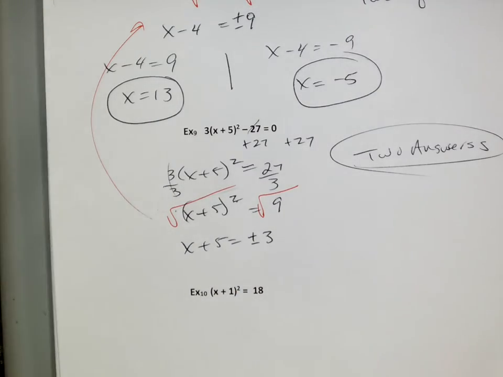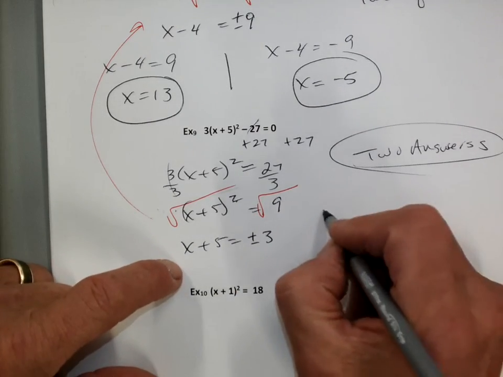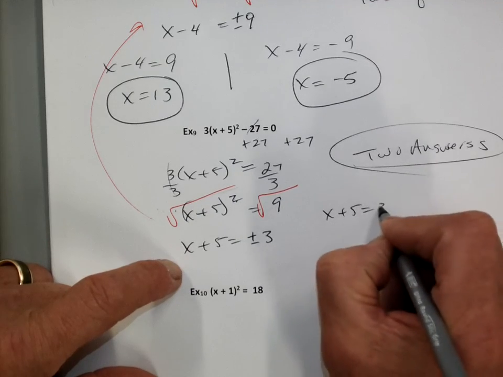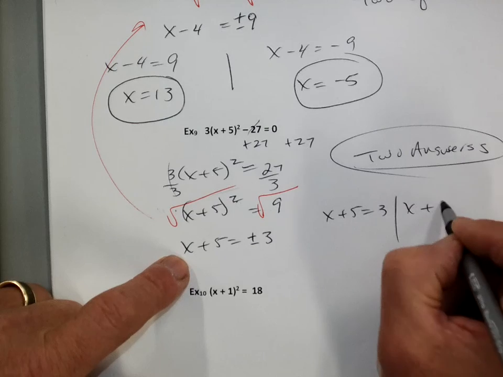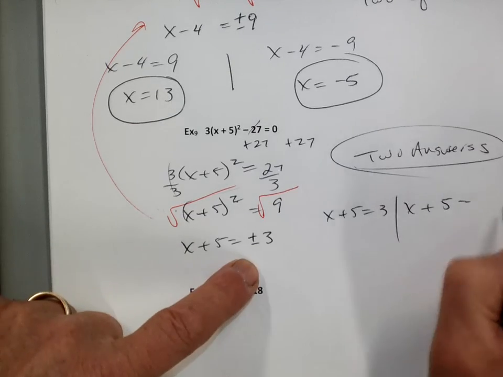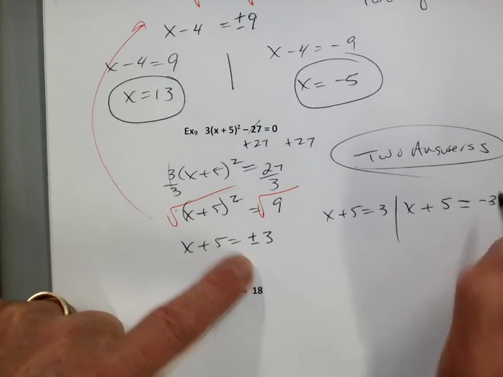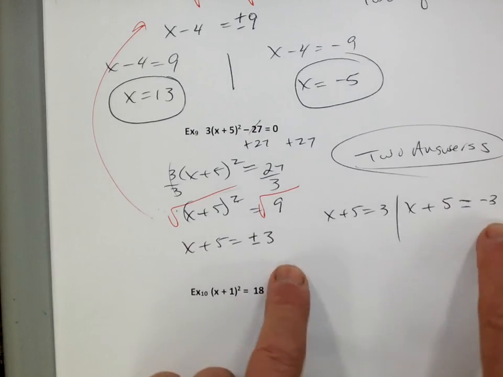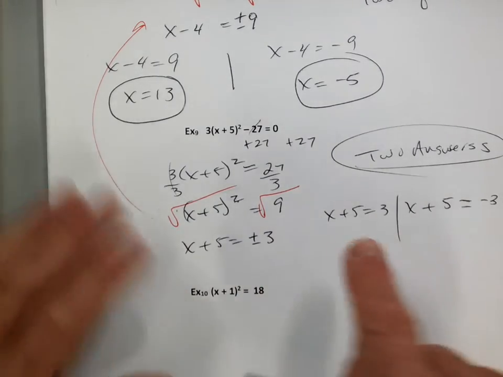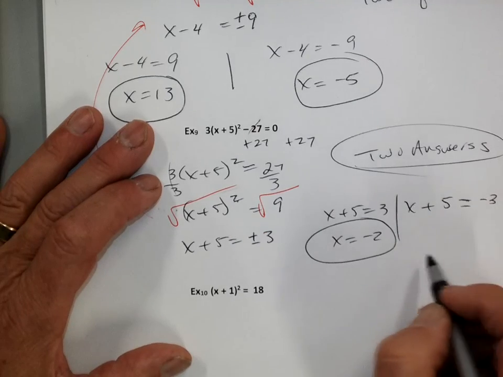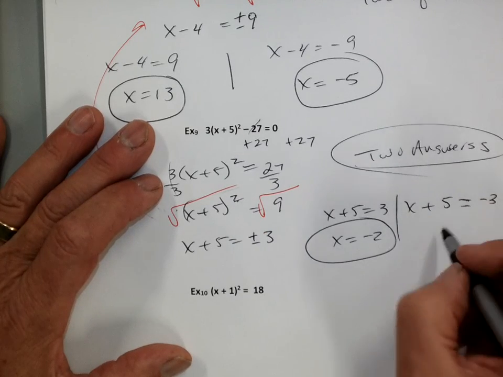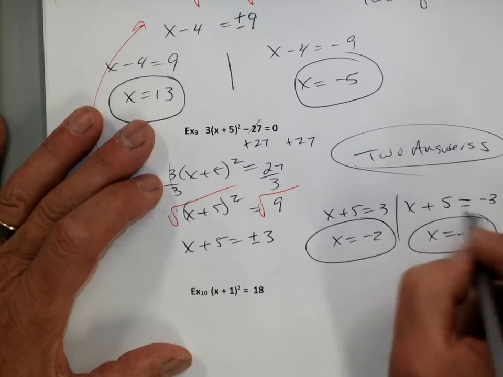So now let's go to 2 equations. We're going to have x plus 5 equals positive 3, and don't forget x plus 5 equals negative 3. Has to equal both. 2 answers, so 2 equations. Minus 5, x equals negative 2. There's one answer. Minus 5, x equals negative 8. There's the other answer.